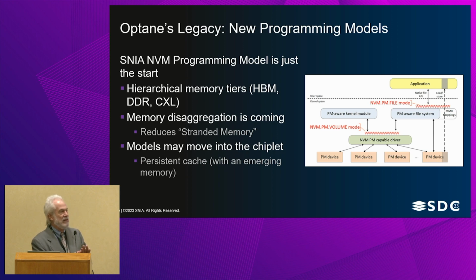We're seeing memory disaggregation happening where servers don't have to have more memory just in case a large program comes along. If a large program or a program that requires a large memory space comes along, then CXL allows them to borrow memory space from a shared pool. And then finally, it allows memories to move into the chiplet. And so you'll see this model being used for persistent memory caches, which emerging memories support. And I'll talk about emerging memories in a little bit.